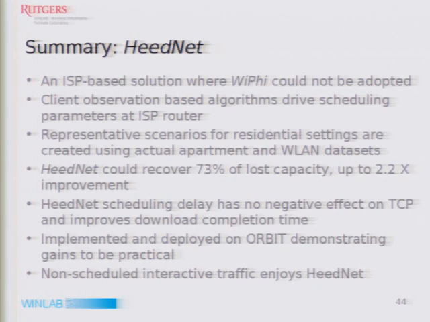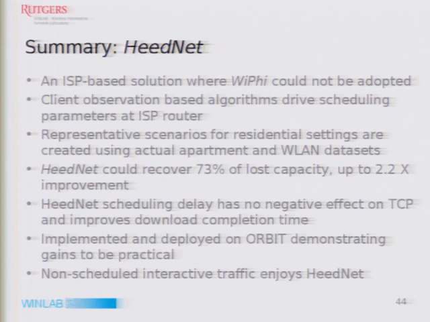Okay, this finishes this part. Just to summarize, we proposed the scheme HeedNet, where Wi-Fi could not be adopted, based on client observations and driving scheduling parameters at the ISP edge router. We created what we believe to be a representative scenario for a high-density wireless LAN apartment setting, and our evaluation on that gives us almost 73% recovery of the loss compared to the baseline case, which I didn't show you over here.